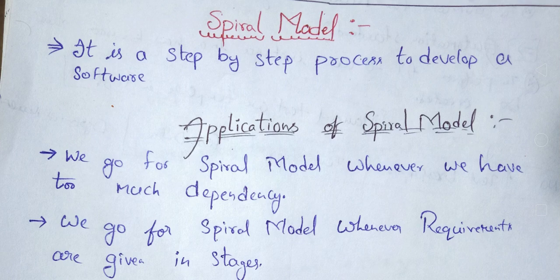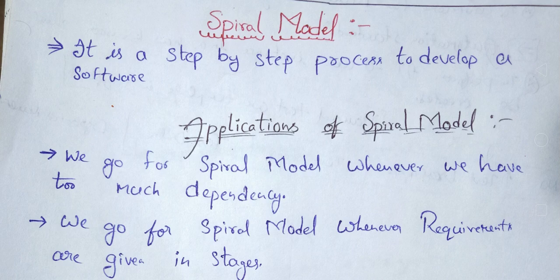Spiral model: it is a step-by-step process to develop software. It is a common definition given to each and every model. Applications of the spiral model: we go for the spiral model whenever the customer gives us requirements in stages. He gives his first requirement at one time, his second requirement at another time, and the next one later, like that, stage wise. Then we go for the spiral model.